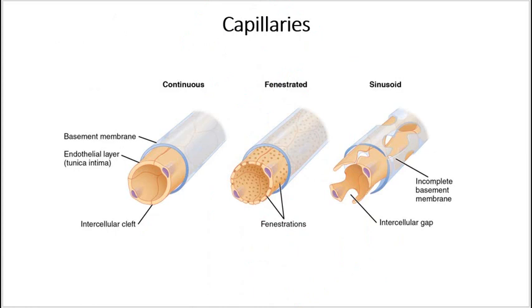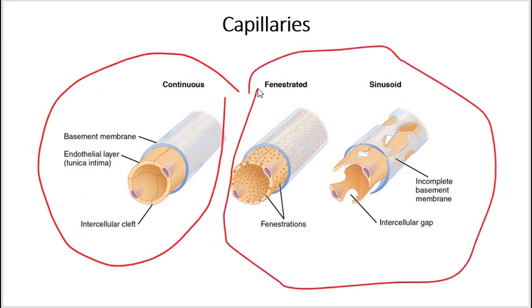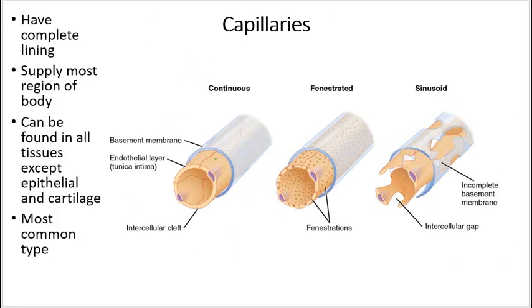Now, there are types of capillaries. Actually, we have two types of capillaries: continuous capillaries and fenestrated capillaries. But fenestrated capillaries are divided into two groups: sinusoid fenestrated capillary and regular fenestrated capillary. So you're going to have either continuous capillary or fenestrated capillary, and those are the two types. Let's look at the continuous capillary.